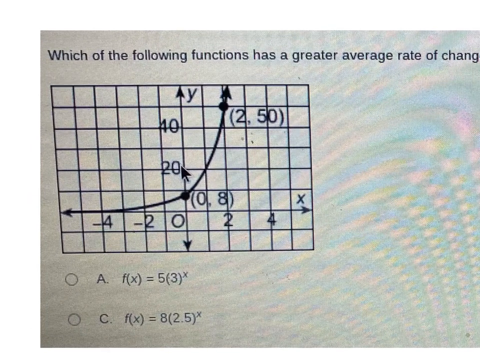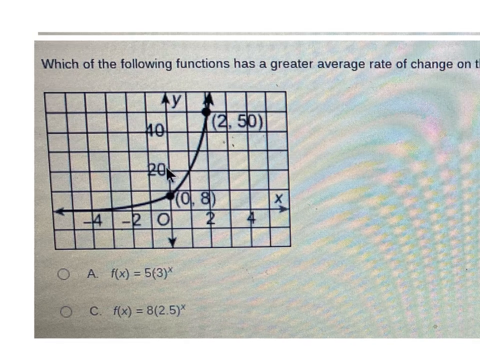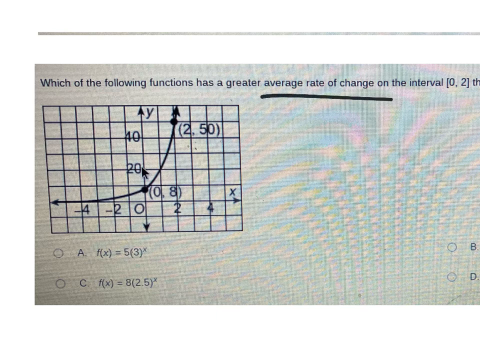On this problem, this one's a little tricky. It says, which of the following functions has a greater average rate of change on the interval from 0 to 2 than the function that's shown in the graph? So what I would do is look at, there's just a couple different ways on how to do this. When it's asking you about your average rate of change, this really just means the slope between 2 points.